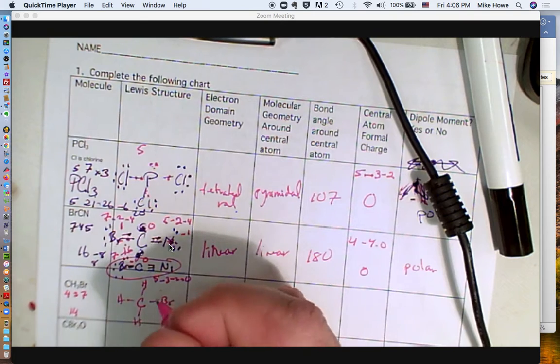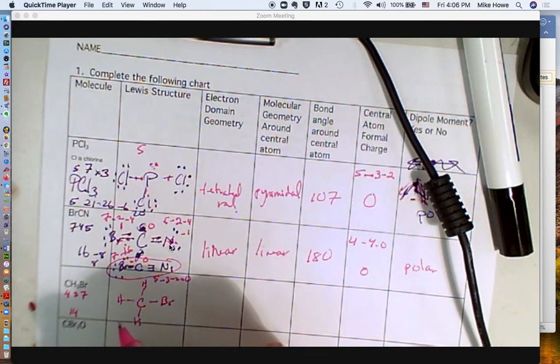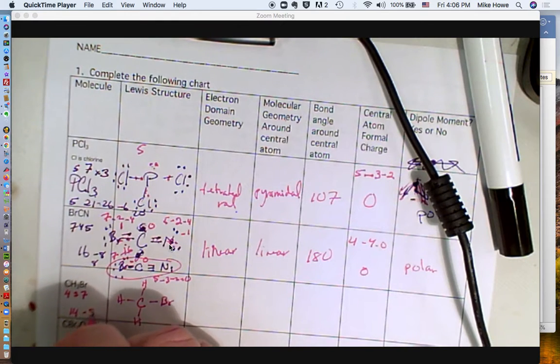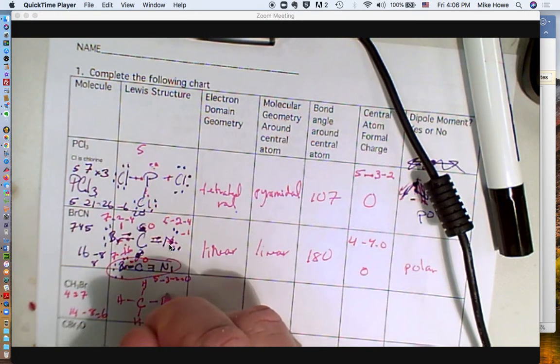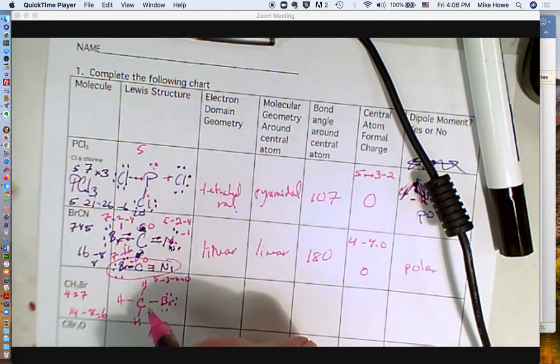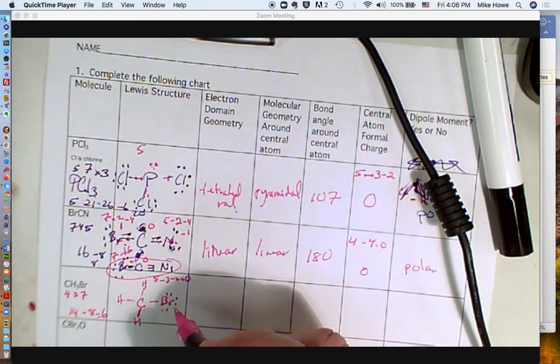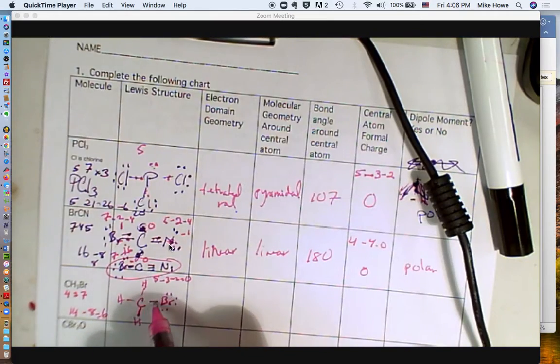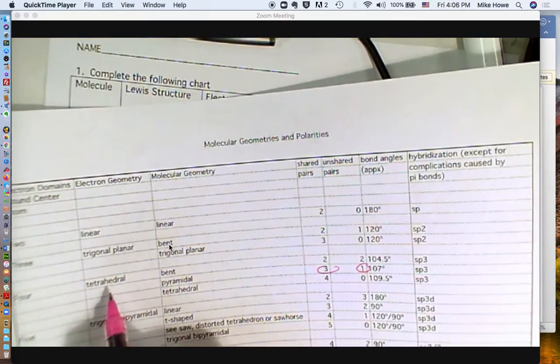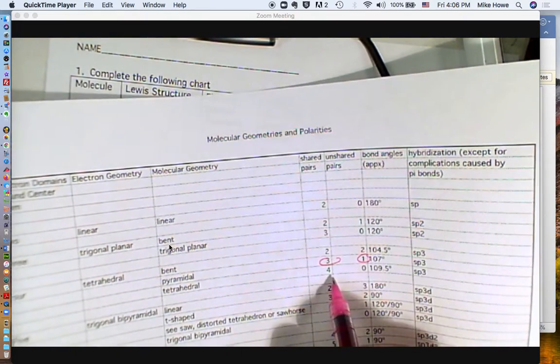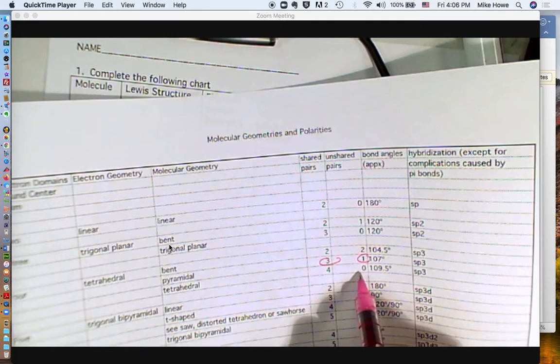Now remember, H only wants 2 electrons. So in this picture right now, we've got 8 of our electrons. We have 6 left to put in. We can put those 6 dots right there, and that satisfies everything because hydrogen only wants 2, and carbon has 2, 4, 6, 8. So now we're looking at how many domains around the center. Looks to me like it would be 1, 2, 3, 4. 4 domains, tetrahedral. 4 shared, no unshared. So that's also called tetrahedral for the molecular geometry.